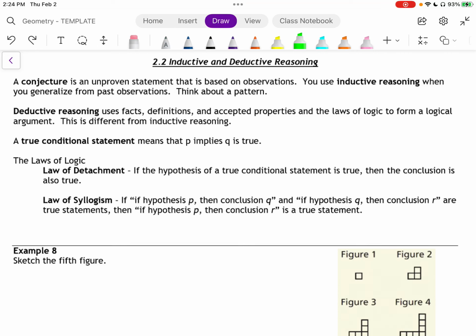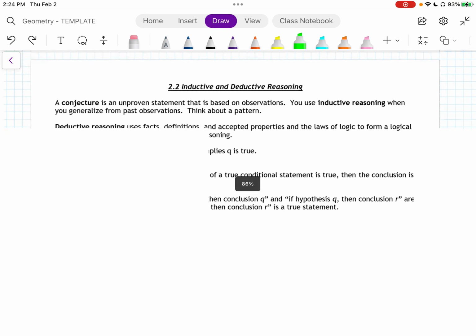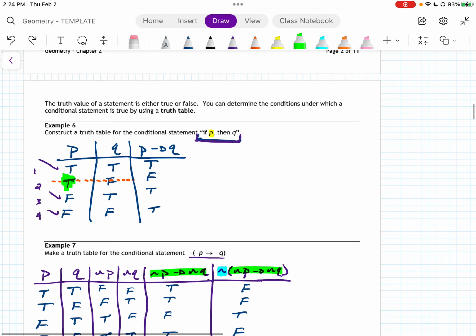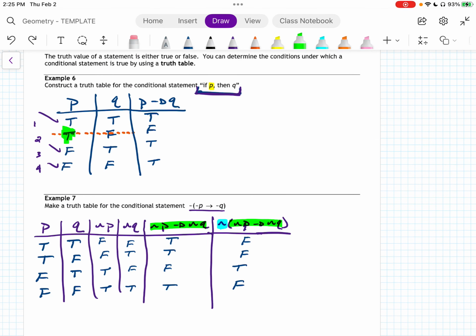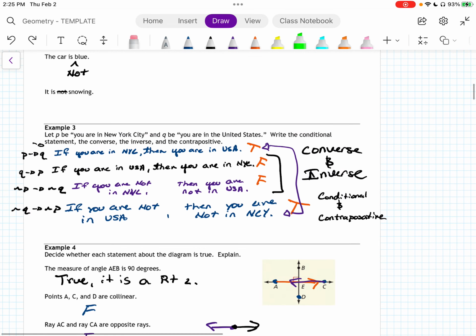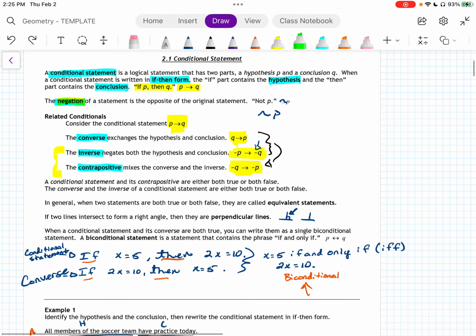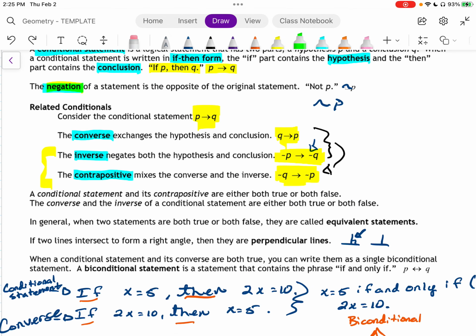Alrighty, looking here, section 2, inductive and deductive reasoning. So last section, we ended with truth tables and truth values, right? Is something true, is something false? Can it imply something true, something false? Up here, we talked about different statements that we have, right?